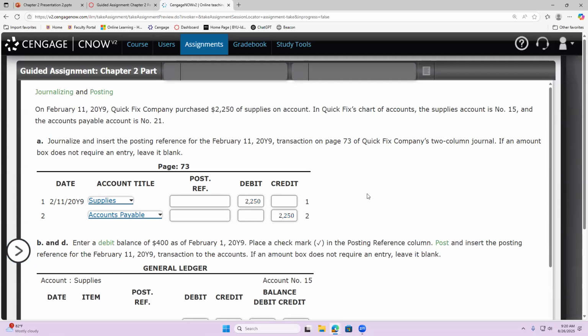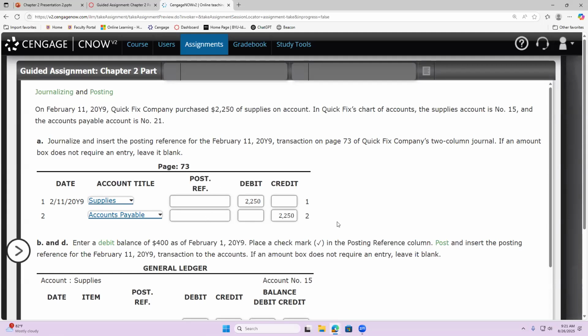Okay. So post reference is a little old fashioned, and that's one of the things I don't love about the way the textbook does this. Most of us use computers, like 99% of all people in accounting use computers and don't use the old style book. So we don't really have to put a post reference.